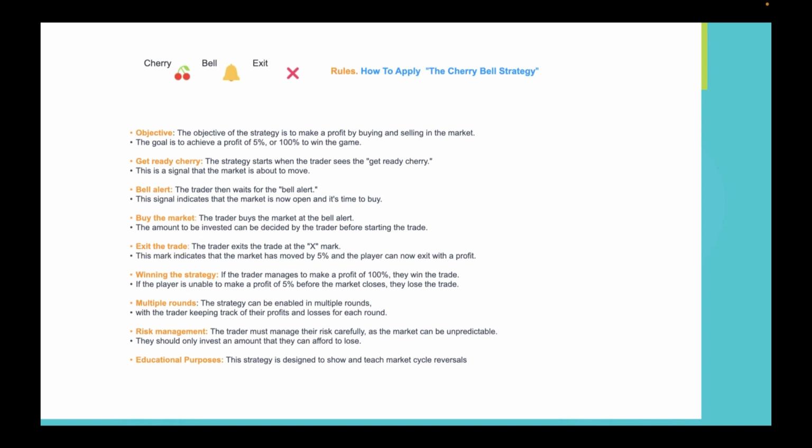Multiple rounds. The strategy can be enabled in multiple rounds, with the trader keeping track of their profits and losses for each round. Risk management. The trader must manage their risk carefully, as the market can be unpredictable. They should only invest an amount that they can afford to lose. Educational purposes. This strategy is designed to show and teach market cycle reversals.